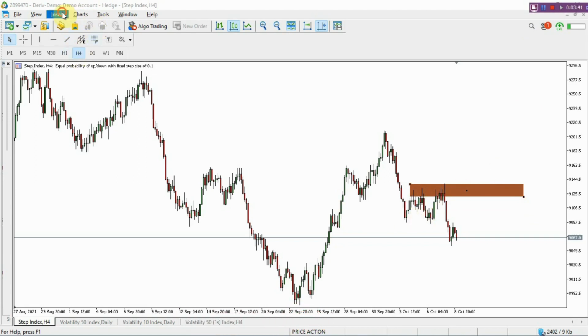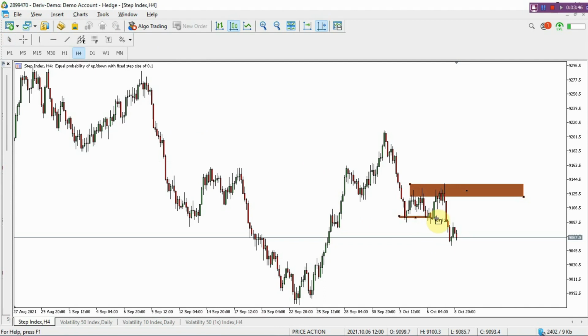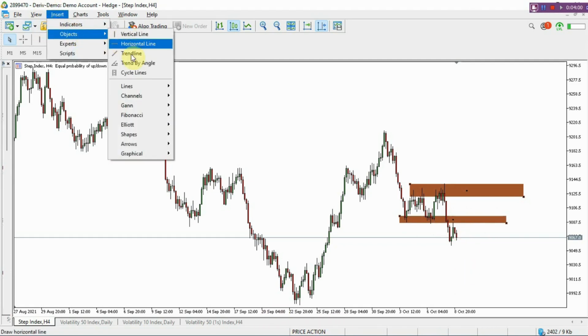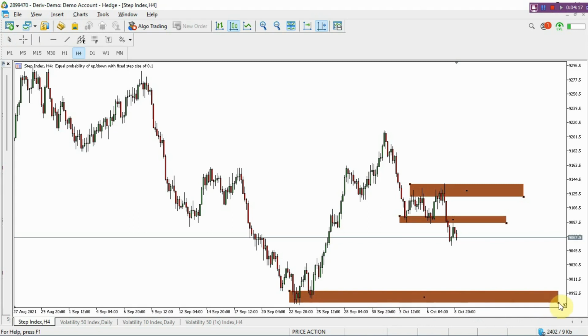Price broke. This is a little support, price broke through. Seems like it's made a retest, more of like a double top and making a retest. Okay, and I'm going to mark out the lows. All right, so let me just mark out the very last one.